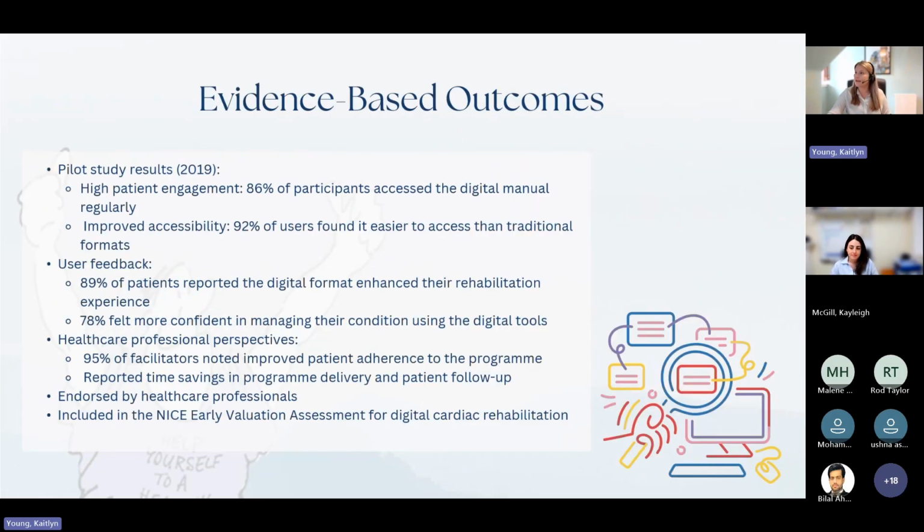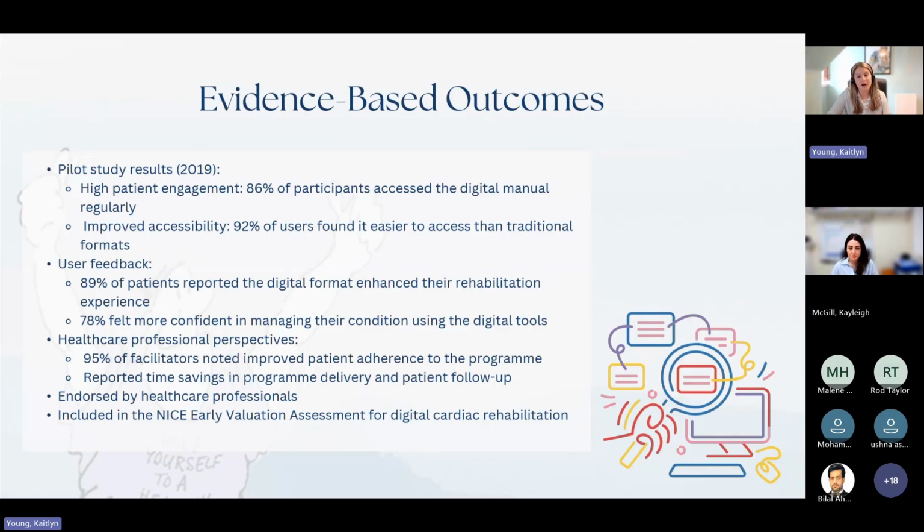Now, the heart manual itself has over 30 years of evidence supporting its use for post-MI and revascularization patients, and the digital format has been proven to have high support for patient engagement and accessibility with our users. Healthcare providers have reported improved patient adherence to the program and time saving in program delivery and patient follow-up, which is increasingly important with a large caseload.